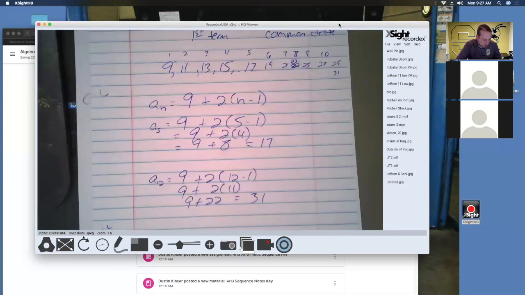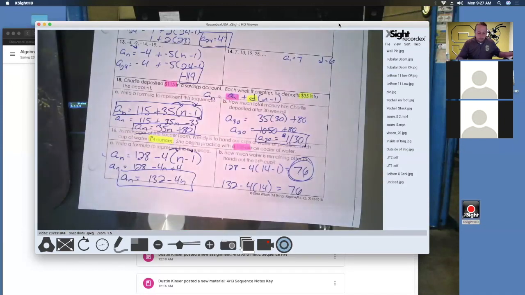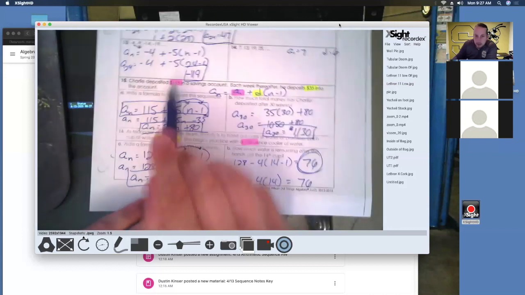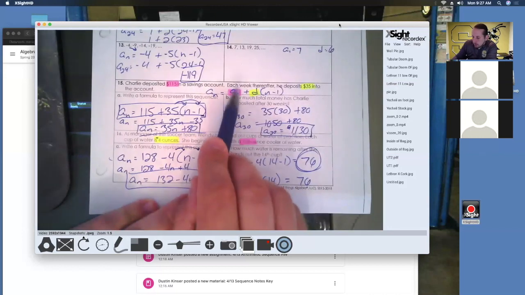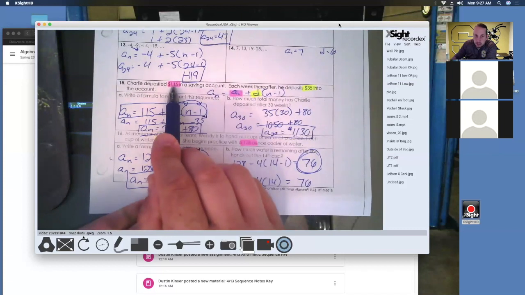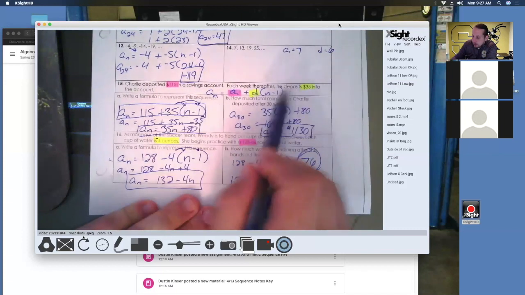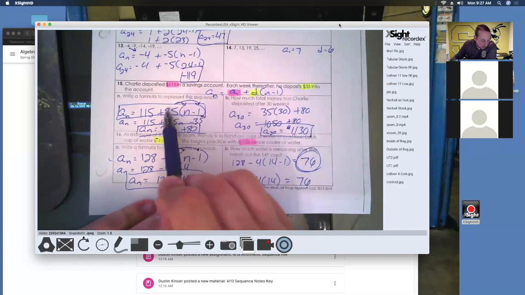So is number 15 the same thing? So we just use the formula? So I went through and used this formula here. A was my initial investment. That's my starting point of my sequence, which was 115. And then he put 35 in, so that was a plus 35.